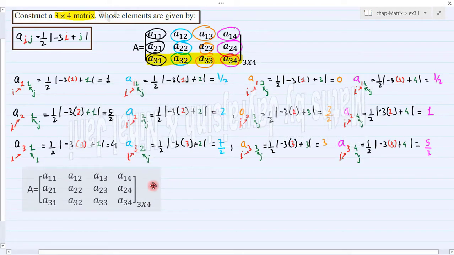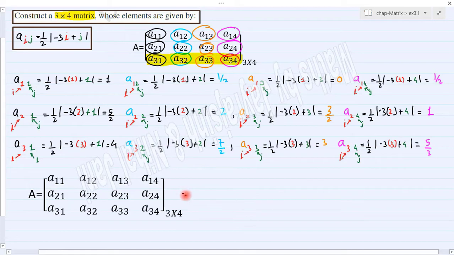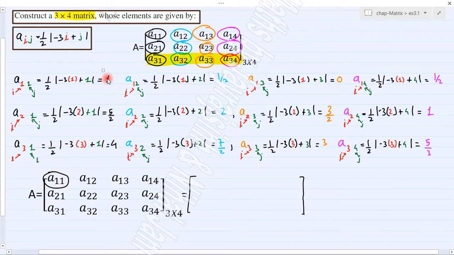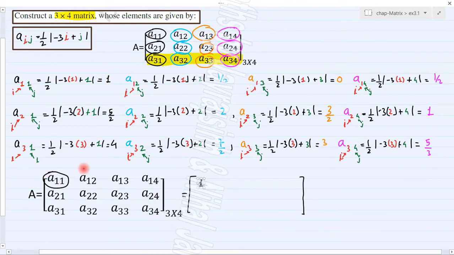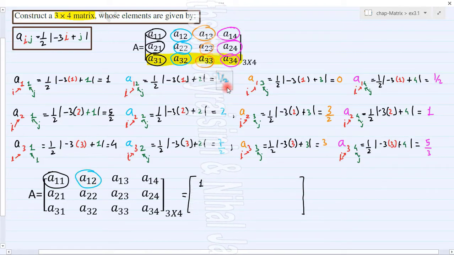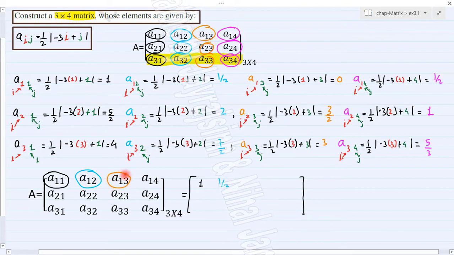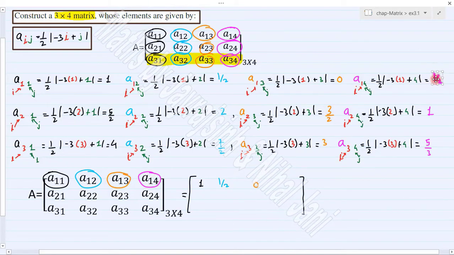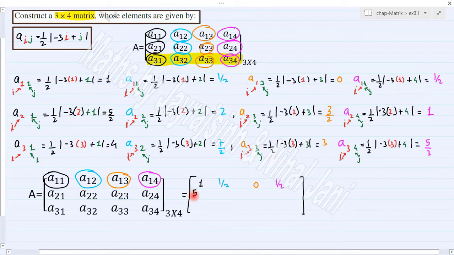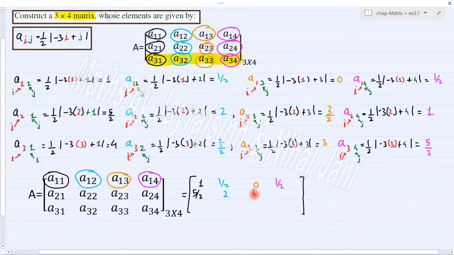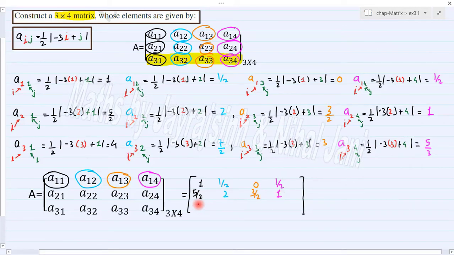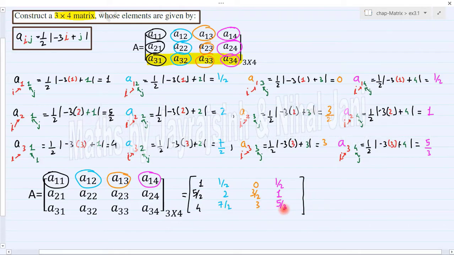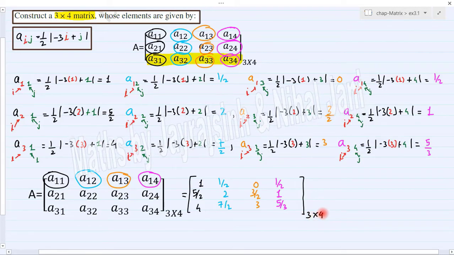Just substitute the values in their respective places. Your first element A11 is 1. Then the next element is 1 by 2. The third element is 0 and the last element is 1 by 2. Similarly, your second row will be 5 by 2, 2, 3 by 2 and 1. And the last row will be 4, 7 by 2, 3 and 5 by 3. So, tada! We get our required 3 cross 4 matrix.